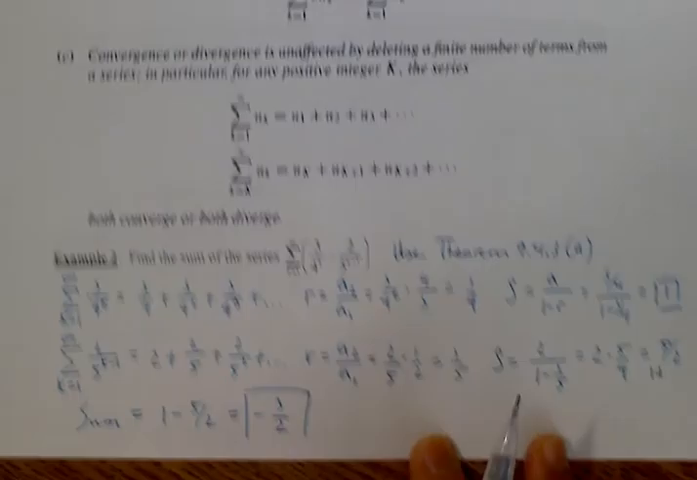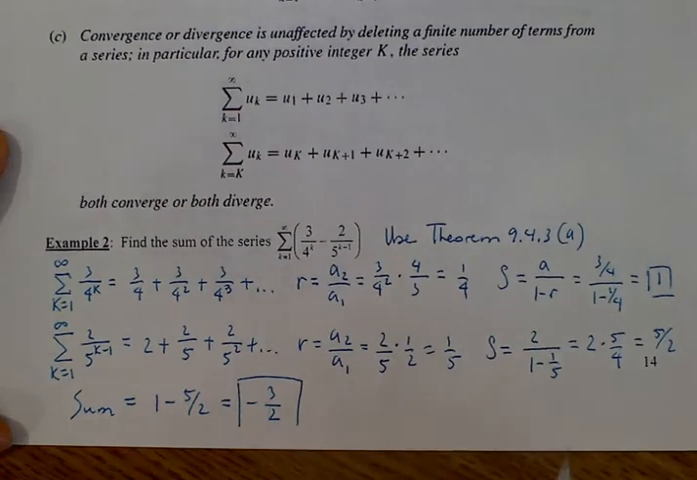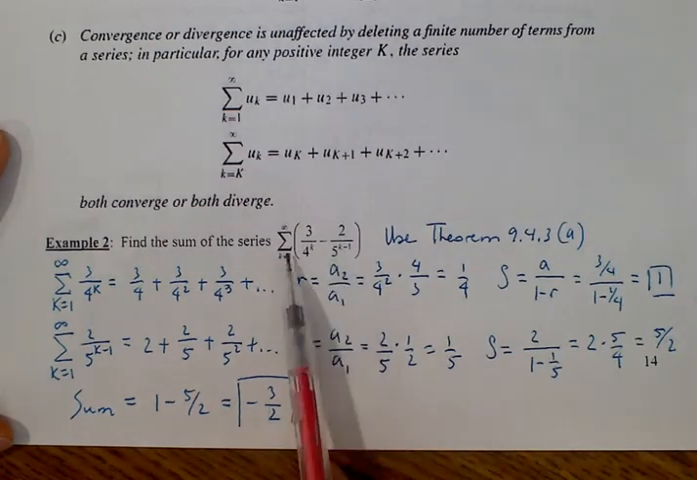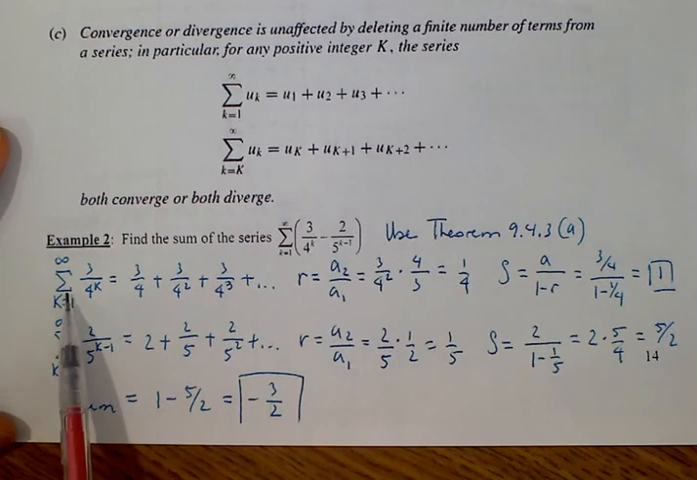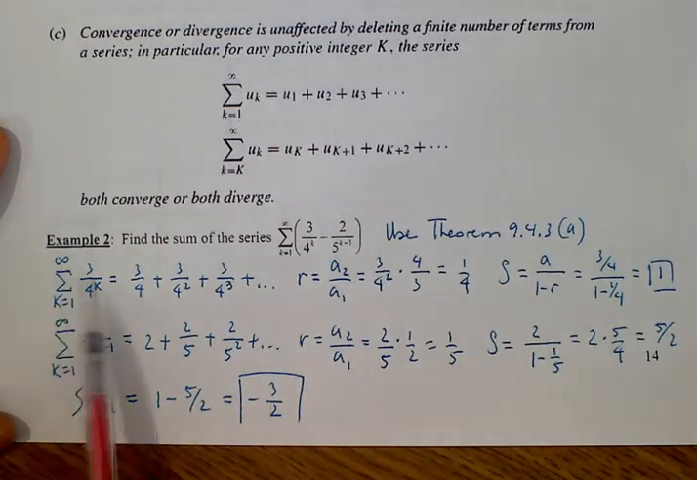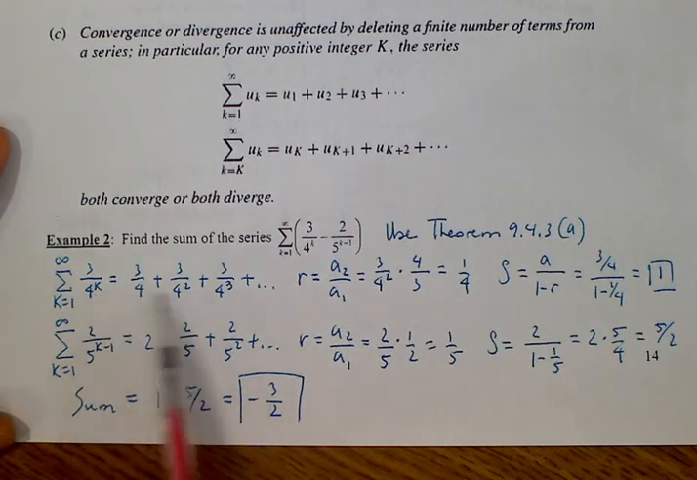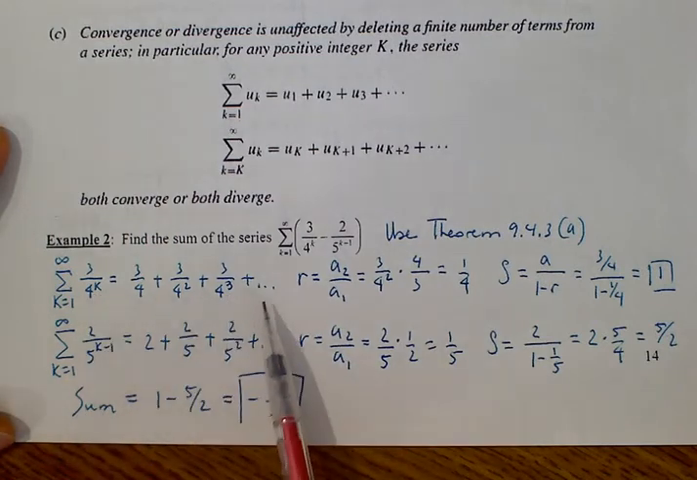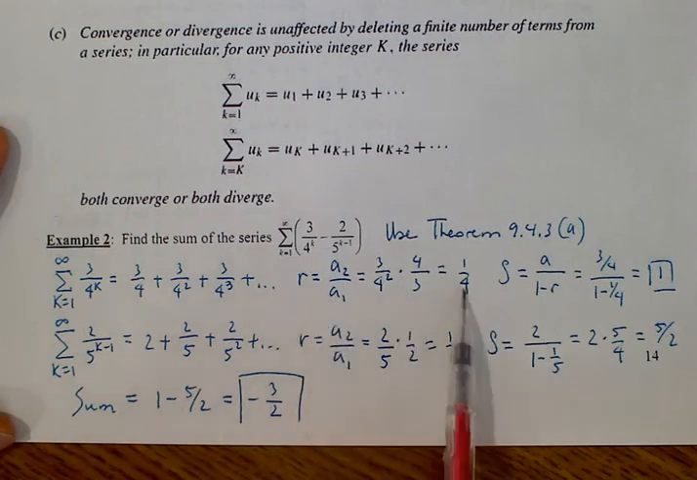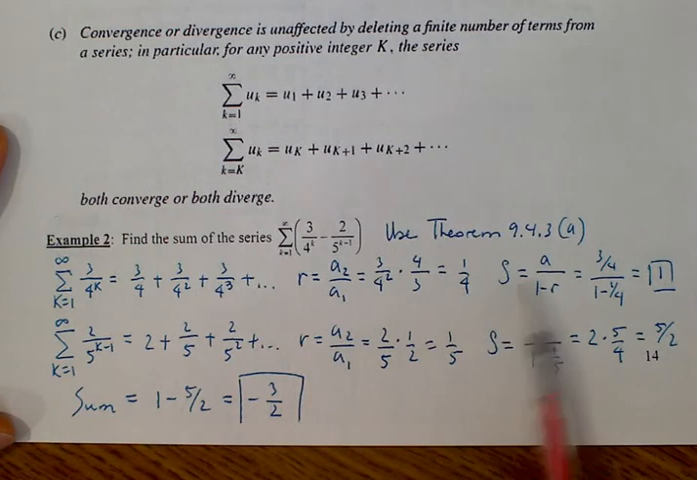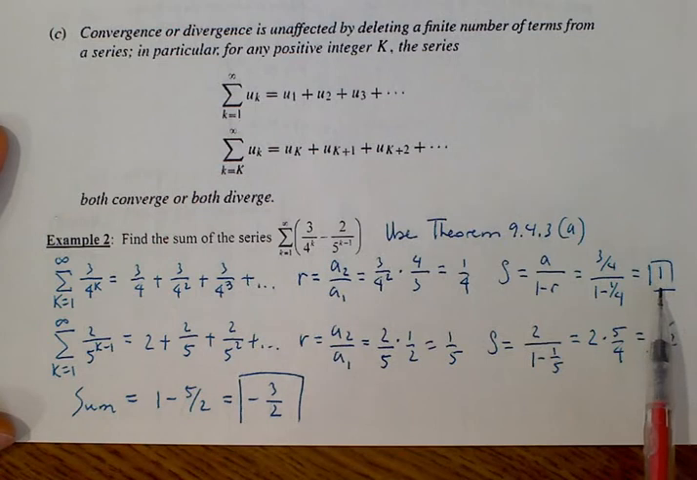All right, so for this next one, I'm just going to be using the theorem about subtraction. So I can take each of these separately, right? For this one here, I have the summation of k equal to 1 out to infinity of 3 over 4 to the k power. If I work this out, this is a geometric series, and working out the common ratio, I get it to be 1/4. The sum is the first term over 1 minus the common ratio, so I get the sum to be 1.